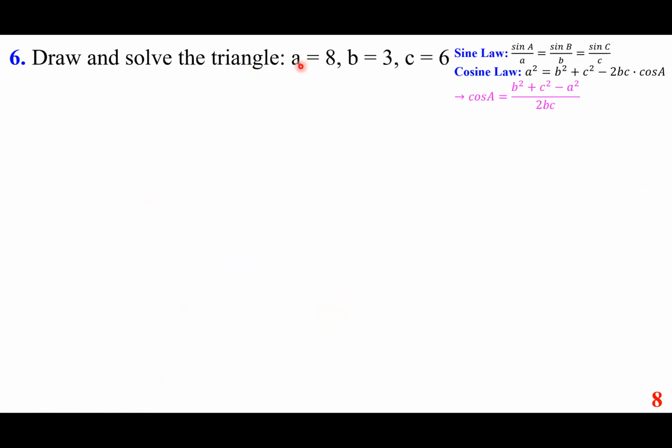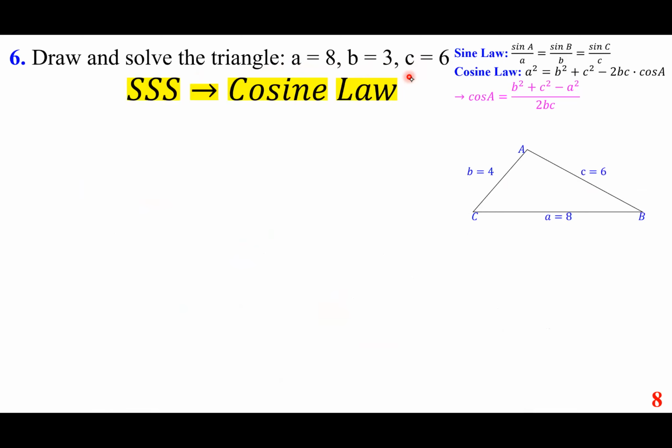Now we have a case where A, B, C, that means all sides are given. We want to find the missing angles. So this is a side angle, which uses the cosine law. And here's the sine law, here's the cosine law. A squared is B squared plus C squared minus 2BC cosine A. And remember, Pythagorean theorem is a special case of that. If you change this to 90 degrees, this goes to 0 and it becomes Pythagorean theorem.